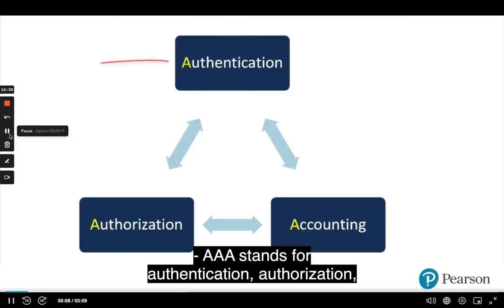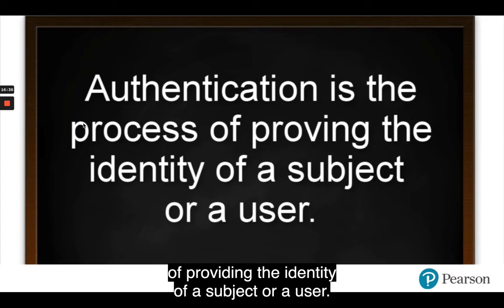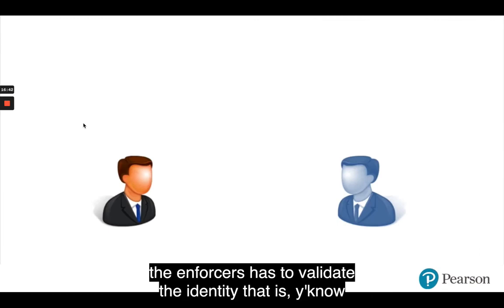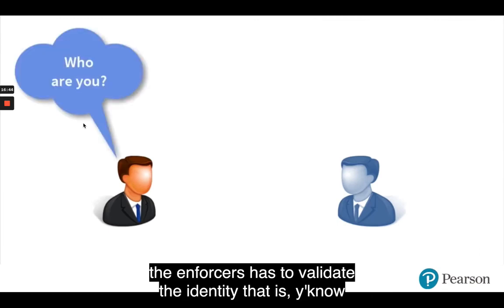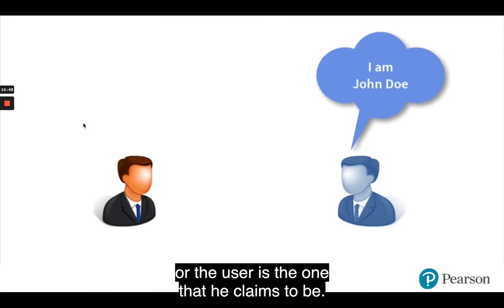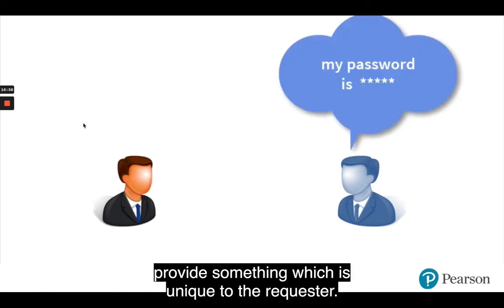AAA stands for authentication, authorization, and accounting. Authentication is the process of providing the identity of a subject or a user. Once a subject has identified itself, the enforcer has to validate the identity, that is, to be sure that the subject or the user is the one that they claim to be. This is done by requesting a subject or a user to provide something which is unique to the requester.